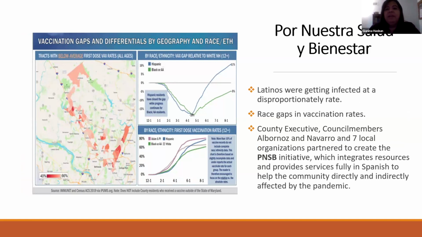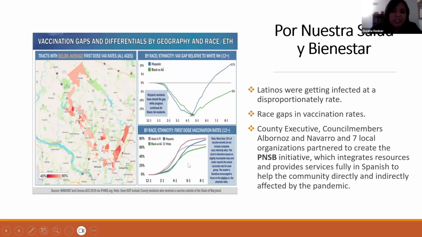So that's what we've been doing in terms of the health promoters, but then came the pandemic. When COVID came by, we basically had to stop what we were doing and focus our efforts on COVID-19. Latinos were getting sick at disproportionate rates. Also, we were the ones getting vaccinated less. So with this information, the county executive and council members Albornoz and Navarro, and 7 local organizations all partnered together, creating, maybe you have heard the name, the Por Nuestra Salud y Bienestar initiative in response to this.